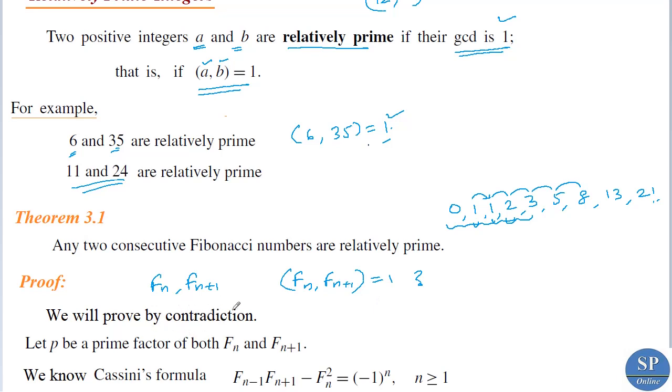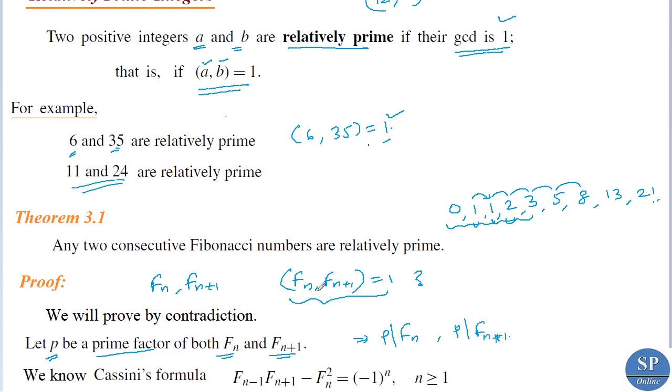Now we can prove this by contradiction. That means if this is not true, that is, if Fn and Fn plus 1 are not relatively prime, then we may have a common prime factor for Fn and Fn plus 1. Let P be a prime factor of both Fn and Fn plus 1. Therefore, P is a prime and P divides Fn and P divides Fn plus 1 also.